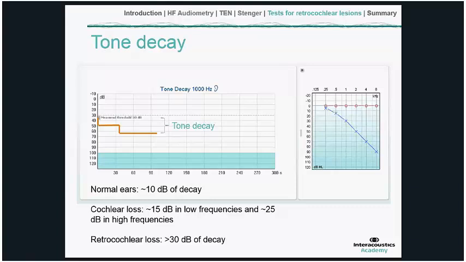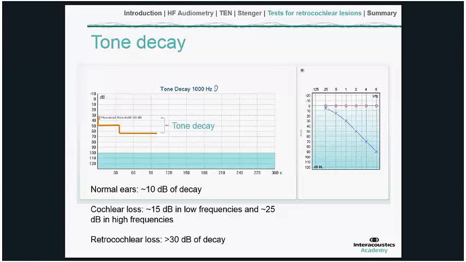So if we see a sloping loss or other type of asymmetrical loss like this, then it might be necessary to rule out such a condition. And one test that can help do that is the tone decay. Here we're testing at 1000 Hertz, so you would present a sound just above the threshold at that frequency. The threshold in this case was 30 dBHL, so we present a sound at 35 initially, and we would increase the sound intensity until the patient first heard it.